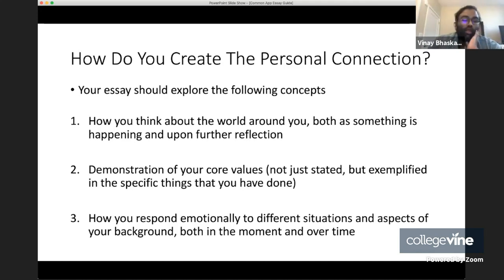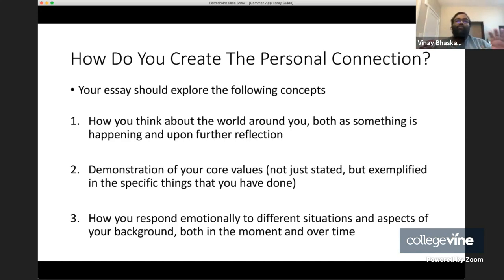Right? Point number three is, how do you respond emotionally to different situations and aspects of your background, both in the moment and over time? So point number one is, how do you think about things? What's going through your head in those moments? Point number three is, how are you feeling in those moments, right?